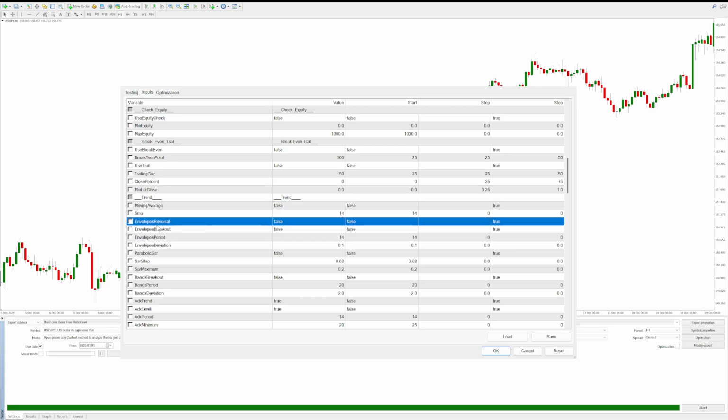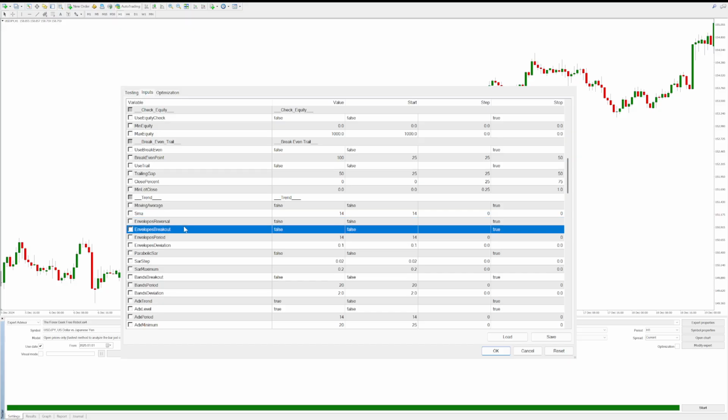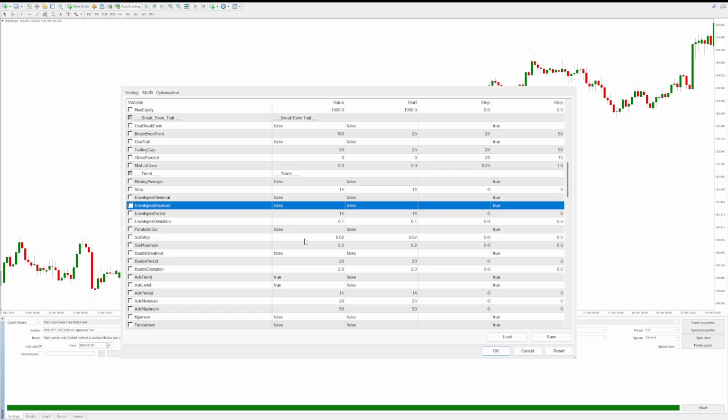You can trade envelopes as a reversal. So if the price goes above or below the envelope, there'll be a trade in the opposite direction, or breakout, which is a trade in the direction of the envelope's breakout. You just set the indicators true or false depending on how you want to use them. Instructions are included that explain all of the different settings as well.